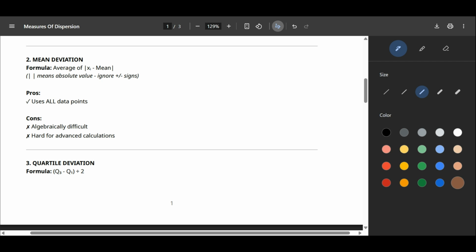It's the average of the absolute deviations of all observations from a central value, like the mean or median. What is the formula for it? The formula is this: mean deviation about A is 1 by n summation i running from 1 to n, modulus of xi minus A. This is the absolute deviation.